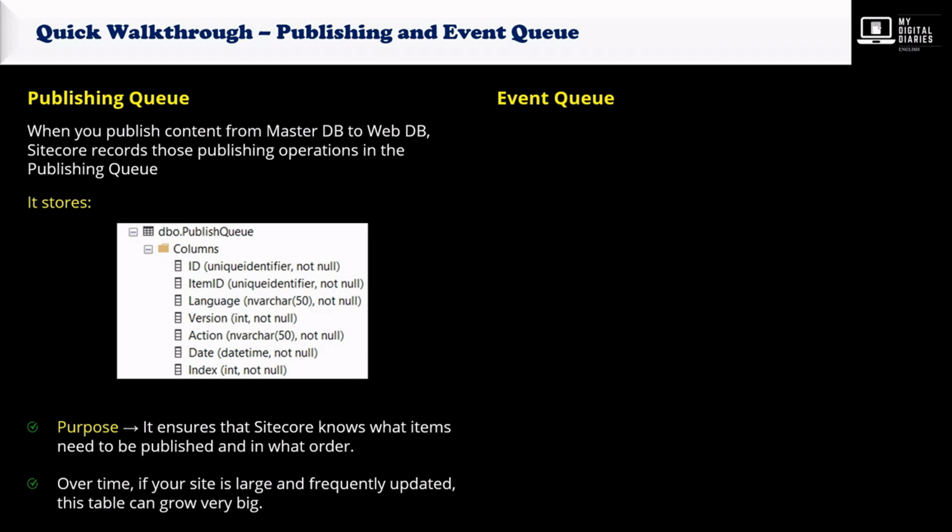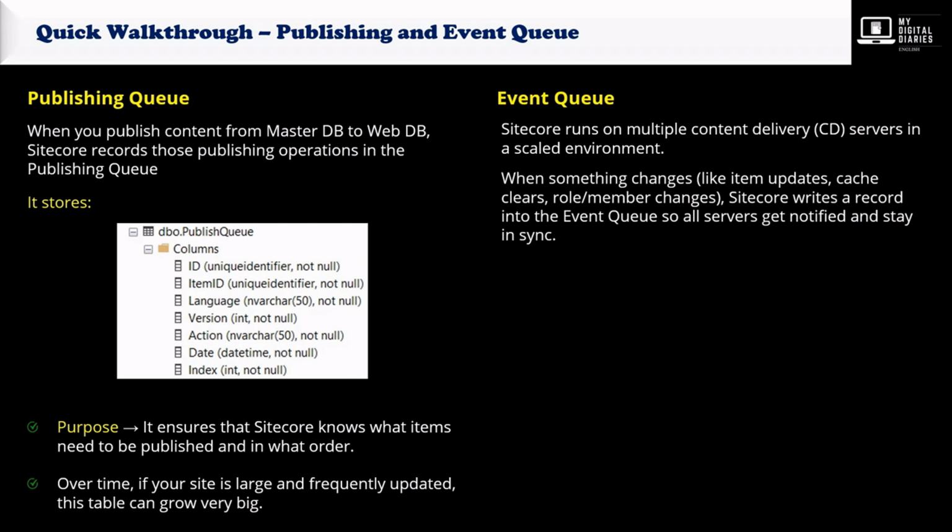Now let us talk about the event queue. Sitecore is often used in scaled environments where you have multiple content delivery servers working together. Whenever something changes in Sitecore, for example, an item is updated, cache is cleared, or a role or member change happens, Sitecore writes this change into the event queue table. The goal is simple: all servers are aware of the change and stay in sync.